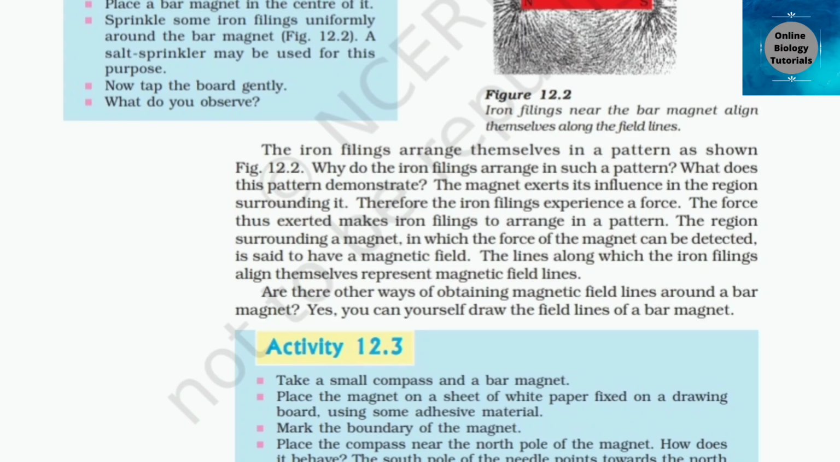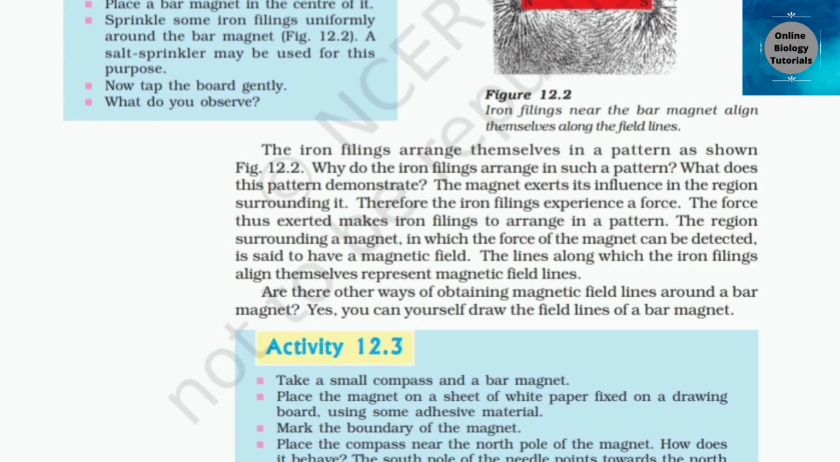The magnet exerts its influence in the region surrounding it. Therefore the iron filings experience a force. The force thus exerted makes iron filings arrange in a pattern. The region surrounding a magnet, in which the force of the magnet can be detected, is said to have a magnetic field. The lines along which the iron filings align themselves represent magnetic field lines. Are there other ways of obtaining magnetic field lines around a bar magnet? Yes, you can yourself draw the field lines of a bar magnet.